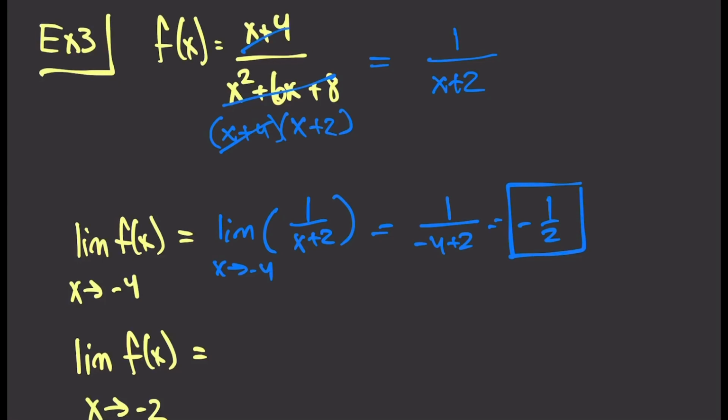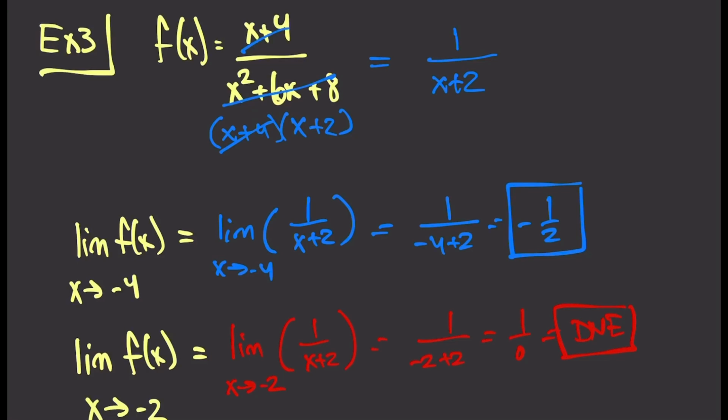Okay? How about the next one? The limit of f of x as x approaches negative 2. I'm going to use that same simplified expression, 1 over x plus 2, but this time I'm going to plug in a negative 2. So that's going to be 1 over negative 2 plus 2, which is 1 over 0. So that limit does not exist.